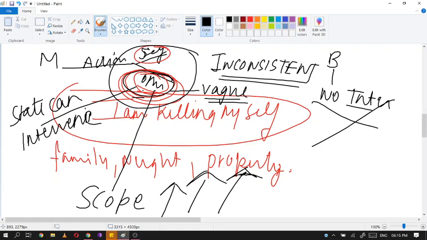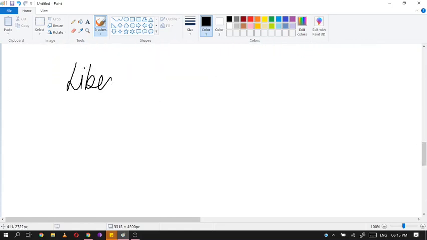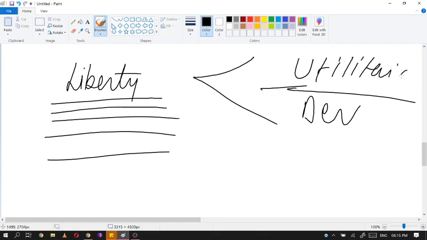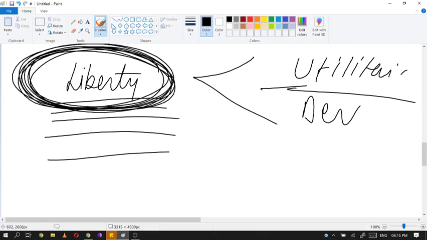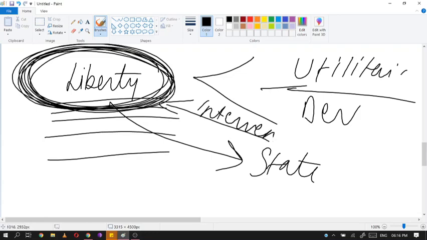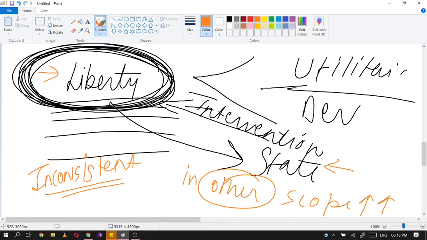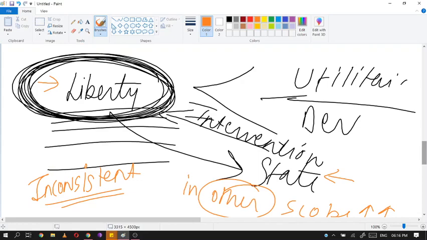can technically do anything. So at one point you are starting to define, or let's say grant, liberty, which is a precondition for your development, or let's say utilitarianism. You want to justify liberty, but while talking about liberty you have just given the state the power of intervention. You are saying you started here, you ended up here, justifying intervention of the state in other, but brother, the scope of other is too much. How inconsistent can one person be? Okay? So inconsistency is always there in Mill.